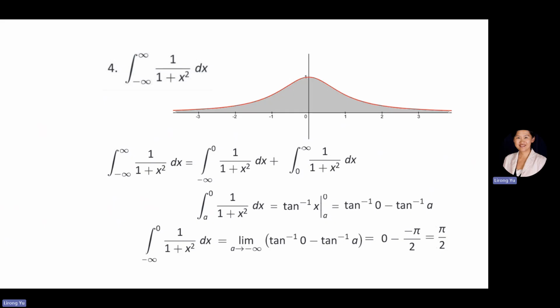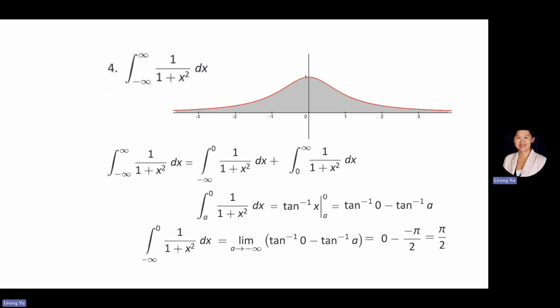So how do we know the tangent inverse of negative infinity is equal to negative pi over 2? We can use a calculator. Do tangent inverse of 10,000. You can see it's roughly 1.57, or something like pi over 2. I mean, that's a numerical way to look at it.